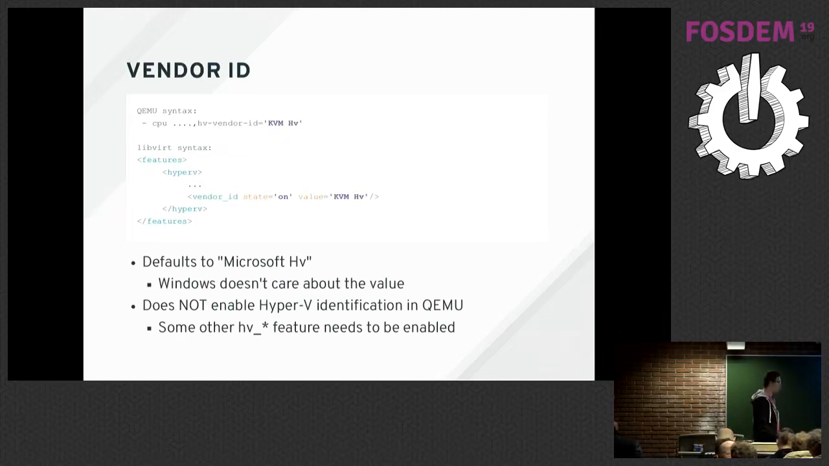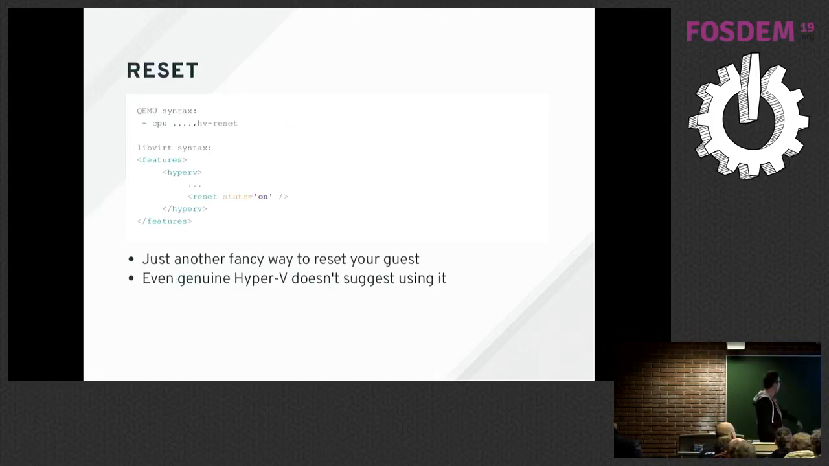Yeah, there are a couple of useless things you can do. Like you can set the Hyper-V vendor ID. Microsoft Windows doesn't care about what you put there. You can put Hyper-V, KVM, Microsoft Hyper-V, it doesn't really matter. The other one is para-virtualized reset. So, another model-specific register which allows your guest to reset itself. And the thing is that even genuine Hyper-V doesn't recommend using it. So the feature is there, but for no particular reason at this moment. Maybe for some very old Windows guests it was required. For modern guests, it's not required.